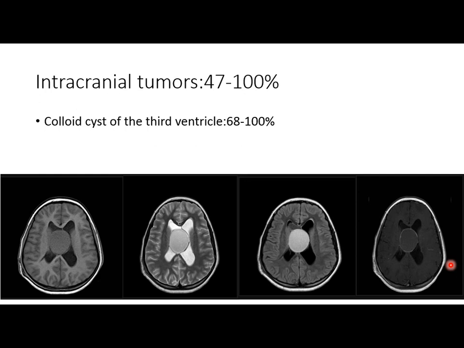On T1, it is iso, and it is variable on T2 according to the content of the cyst, because its content is protein and colloid material, and this may be variable. On FLAIR, it is hyper, and post contrast, it shows ring enhancement. So it is iso on T1, variable in T2, hyper in FLAIR, and shows ring enhancement on post contrast.